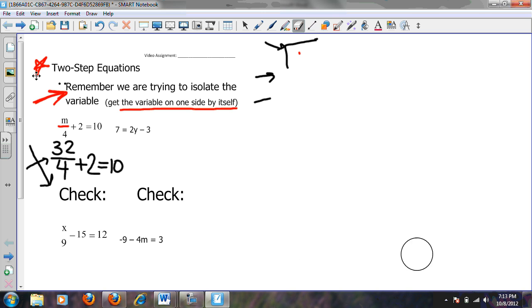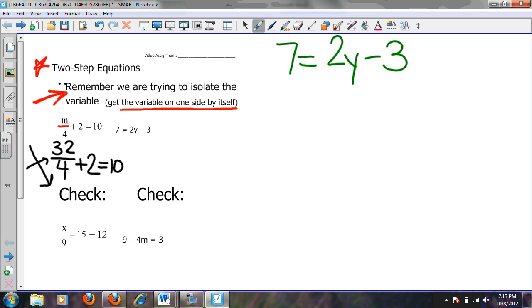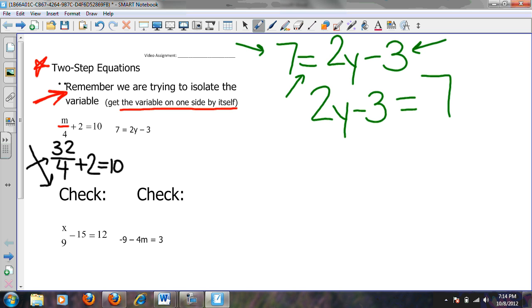Let's look at another one. The next one on our list is 7 equals 2y minus 3. Some of you don't like the equation to look like that. Since it is an equation, I can take this expression, 7, and put it over on this side, and this expression, 2y minus 3, and just swap places. So now it's 2y minus 3 equals 7.